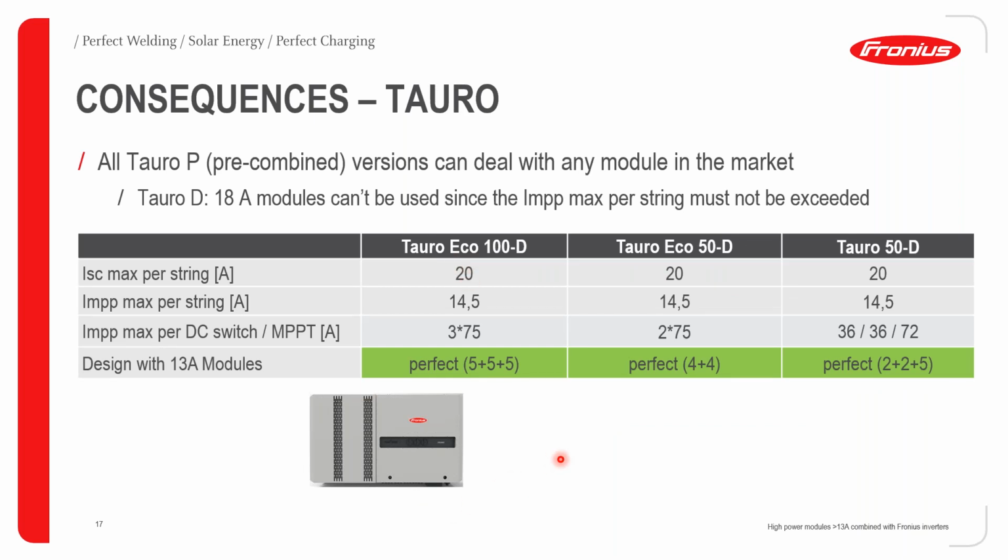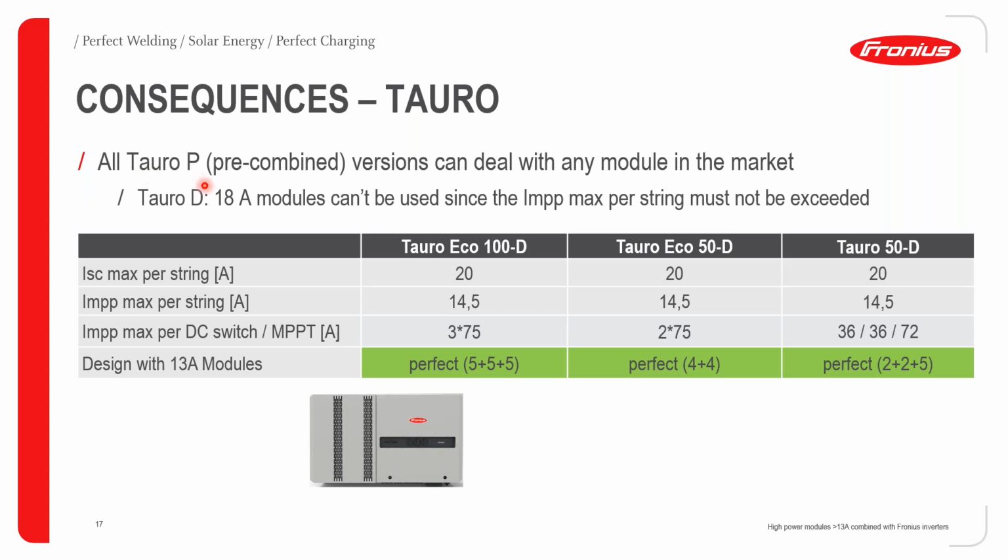Now we look also at the consequences as far as the Tauro inverters are concerned. As you know, Fronius now introduced what you're calling also higher power commercial inverters that we are referring to here as the Tauro. So we have this available as 50 and 100 kilowatts. In addition to that, we have split these inverters into 2 major categories. Category 1 is what we refer to as the pre-combined version of the Tauro. And category number 2 is what we refer to as the direct version of the Tauro.